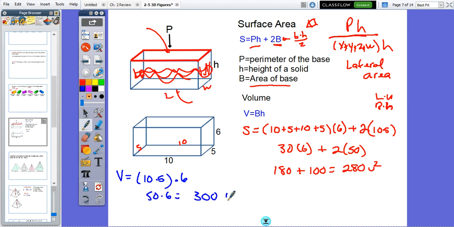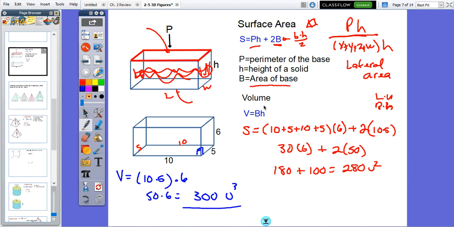Now this is in units cubed. We call those cubes because the idea behind this is there is a little cube that is 1 by 1 by 1 right here in the corner, and we want to see how many cubes we can put all up in here. In this case, it's 300 of them.